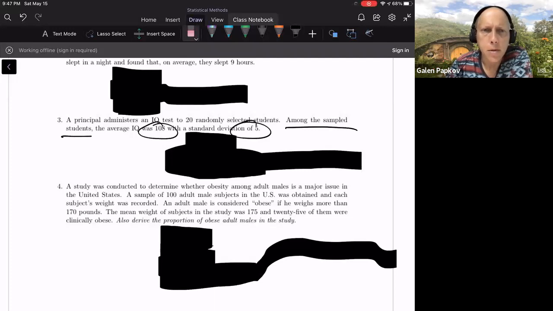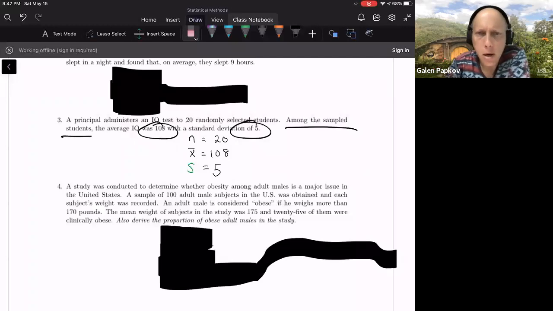So among the sampled students, which is the 20, we know the mean and we know the standard deviation. So those two concepts, mean and standard deviation, came from the sample, which means that 108 is our X bar and that the standard deviation of 5 is S, not sigma in this case. And so that's how you could distinguish between what you're given, whether it's from the population or the sample.